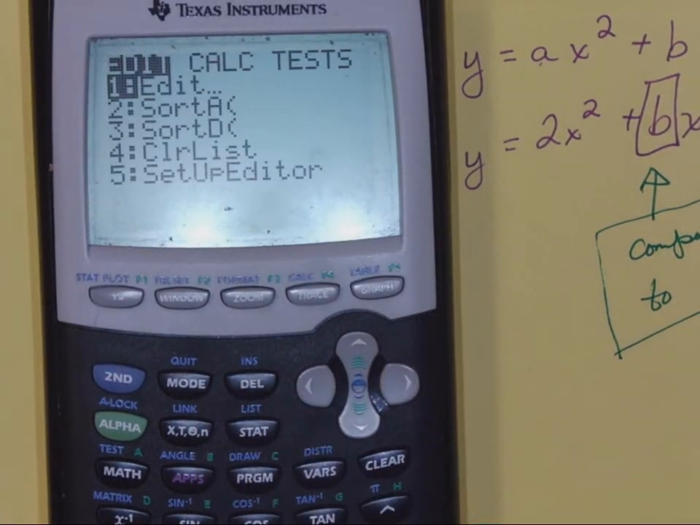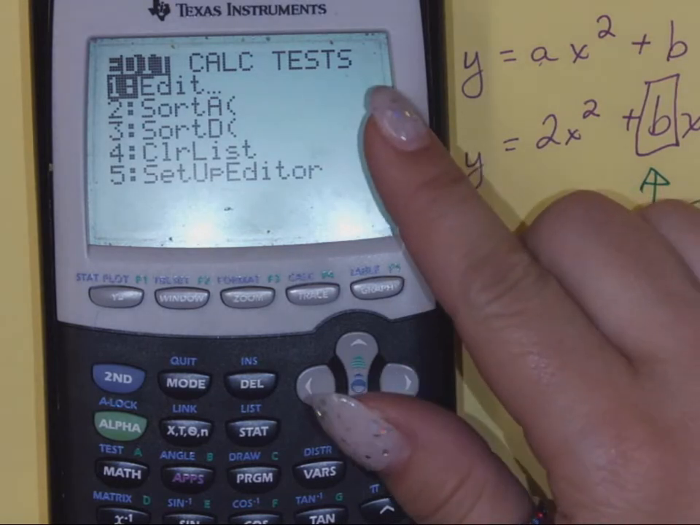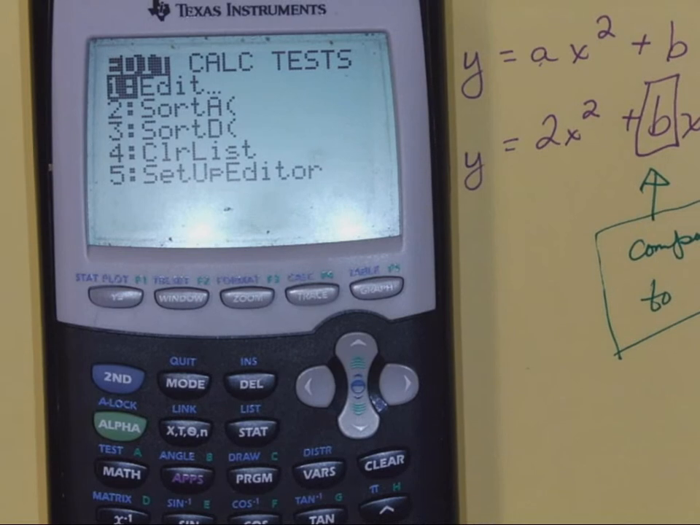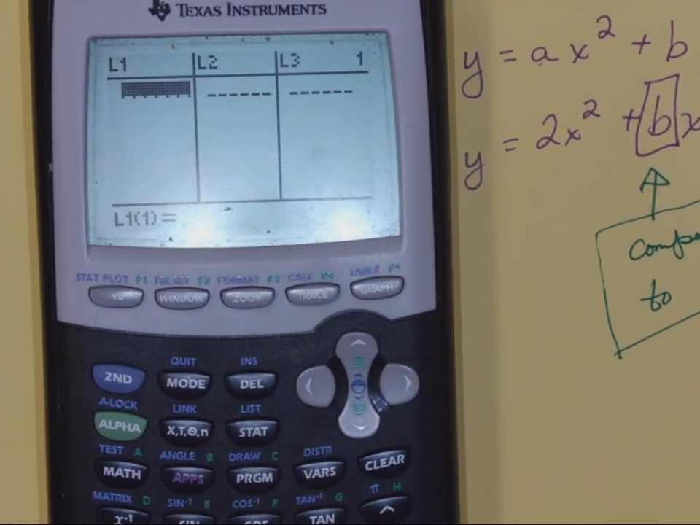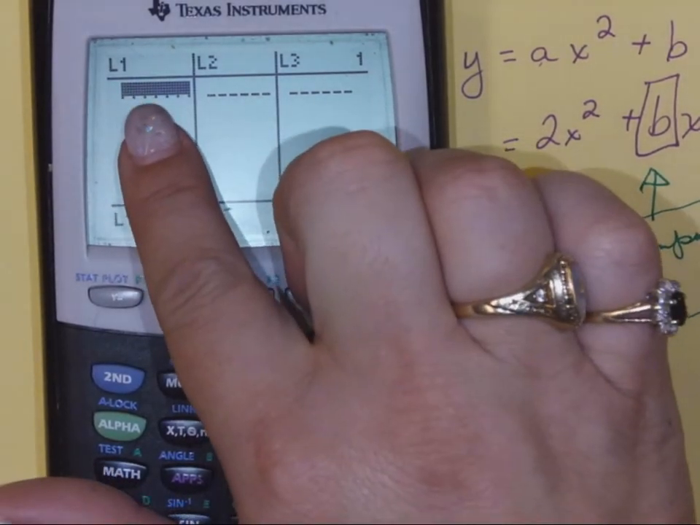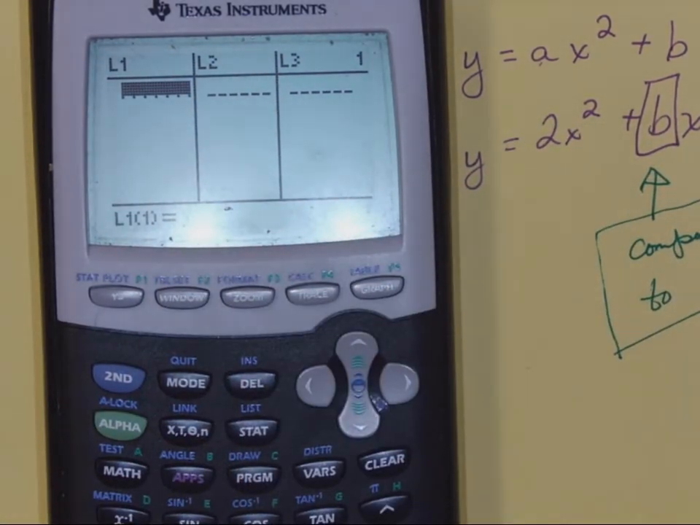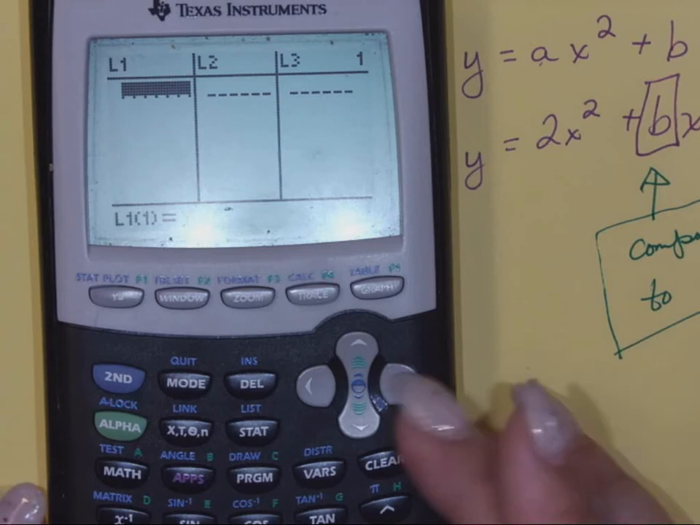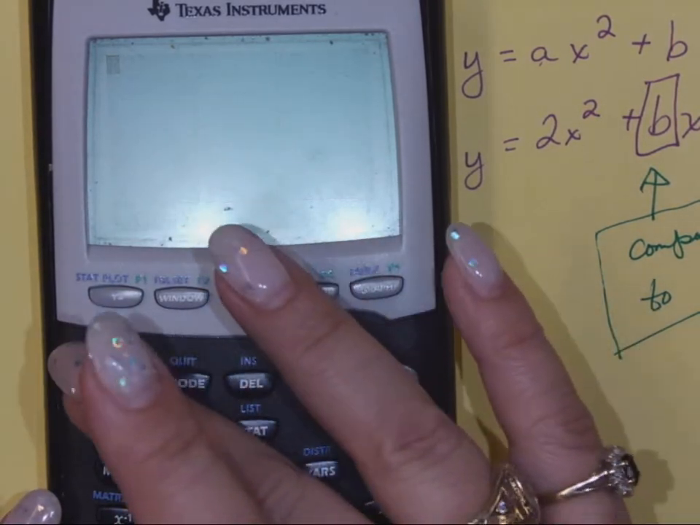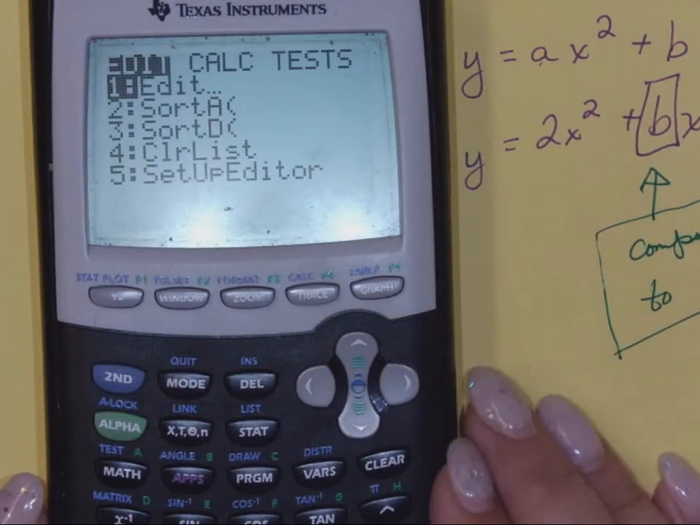Whenever I hit the stat button, you can see that 3 options come up. One is edit, one is calculate, and one is tests. The edit, if I hit one of those, you actually see L1, L2, L3. Those are list 1, list 2, list 3. So I can fill these in with my X values and my Y values, and then I can have the calculator do stuff for me. So that's what the edit button means. I don't want second, I want stat.